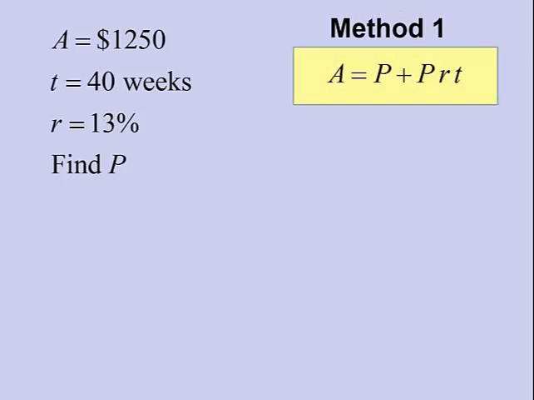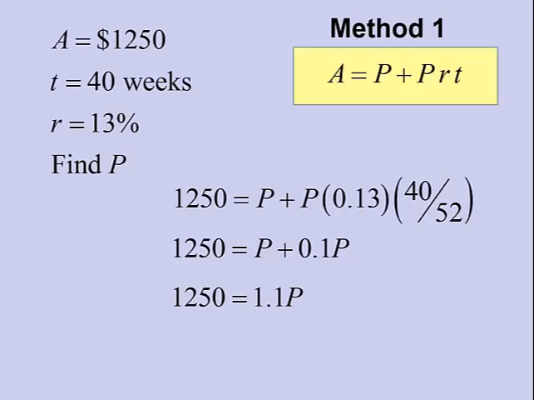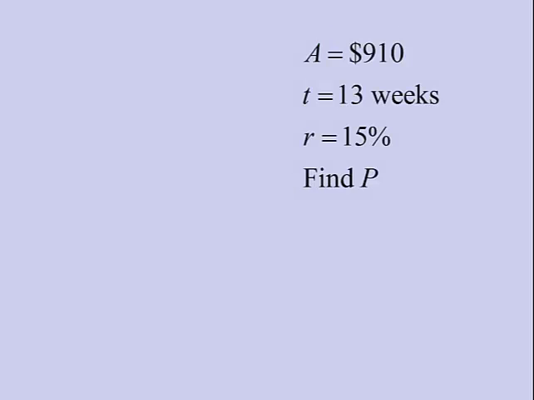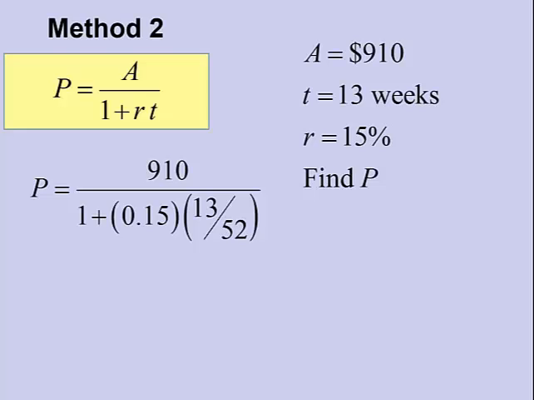However, this is the final one. Here's the formula from the formula sheet, substituting those numbers. Now remember, T has to be in years, so if this says 40 weeks, we have to put 40 over 52 for T. And we can factor the P, divide both sides, do all the solving ourselves. Here's the other method. Take the formula that we derived, plug everything in, and then type that into our calculator.